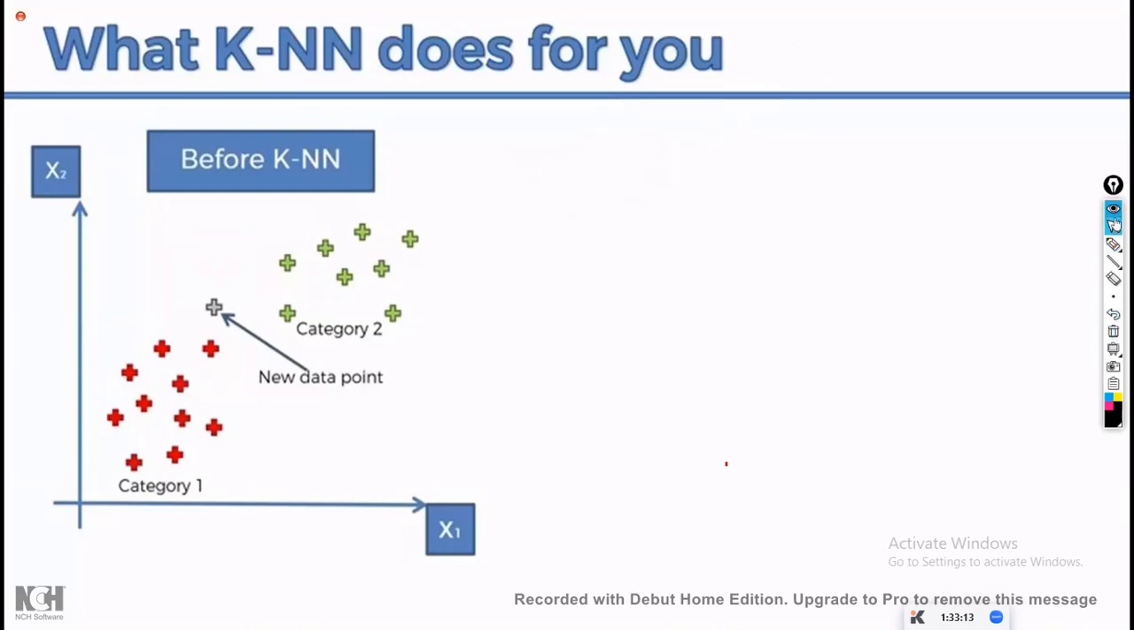Is that clear, guys? KNN is the simplest algorithm of the entire ML. Now, why is it called lazy? Can anyone answer? Why is it called lazy? Anyone?